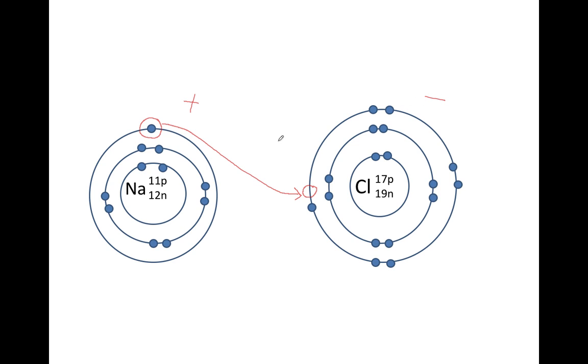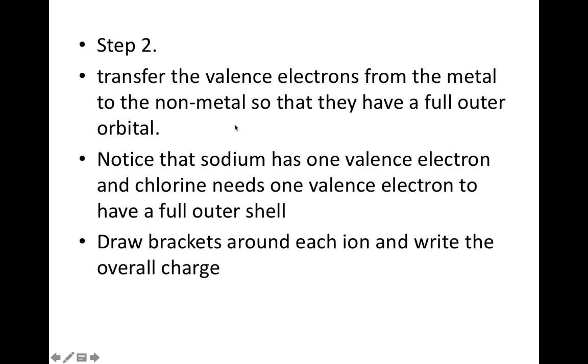As you learned in electricity in Science 9, opposite charges attract. So when they make that transfer and become charged, they stick together because of opposite charges. So step 2, transfer the valence electrons from the metal to the nonmetal so that they have a full outer orbital. Notice that sodium has one valence electron and chlorine needs one valence electron to have a full outer shell.